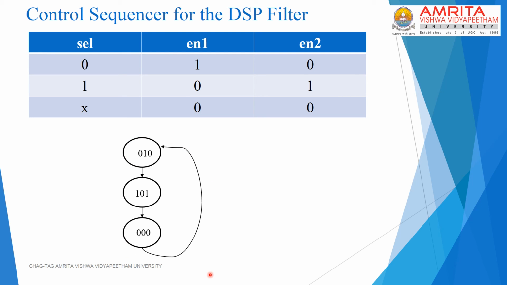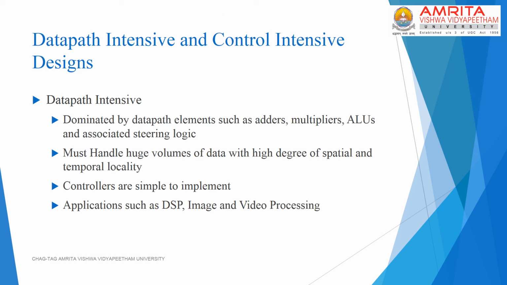Since this is a data path intensive design, the control implementation is quite simple and straightforward. On the other hand, if you have a control intensive design where there are a lot of control actions to be performed, the control path will consist of a more complex state machine with associated registers and counters and other sequential elements. Digital systems can be classified into data path intensive and control intensive based on the nature of their RTL models.